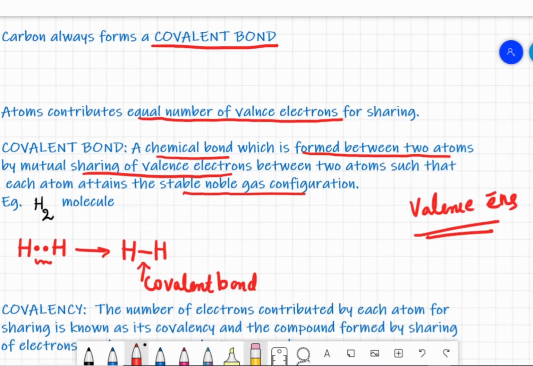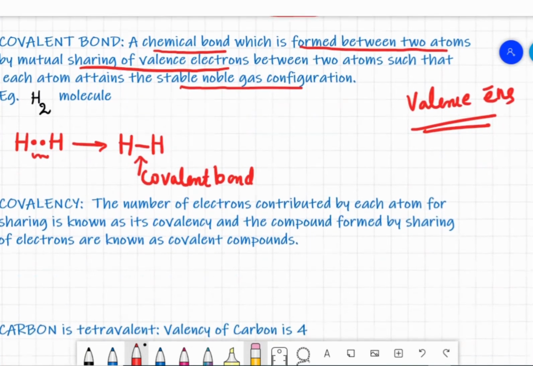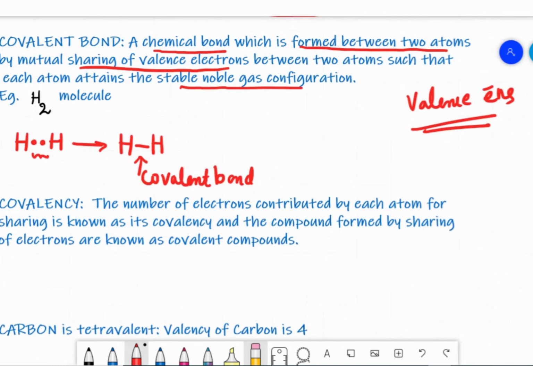Now, if we move further, the number of electrons contributed by each atom for electron sharing is called its covalency. In the previous example, the hydrogen molecule, each hydrogen atom has given one electron to the other. So we say the covalency is 1. The compounds formed by sharing electrons are known as covalent compounds.